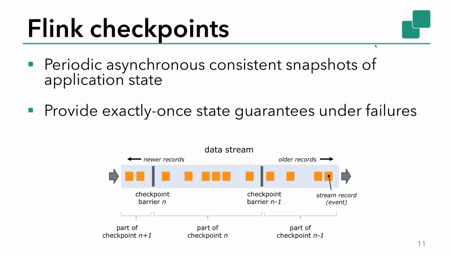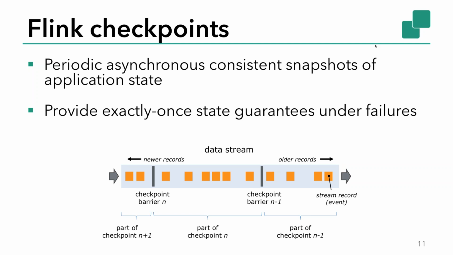Very briefly, what that is, is a mechanism to take snapshots of the application state. These snapshots are consistent in the sense that there's no data loss and there are no duplicates in the state. They are also asynchronous in the sense that the computation, the actual work, never stops. So the snapshot mechanism is overlaid on the regular data processing, and that provides exactly once state guarantees under failures.